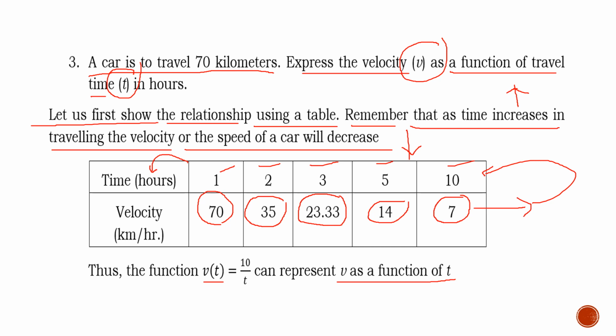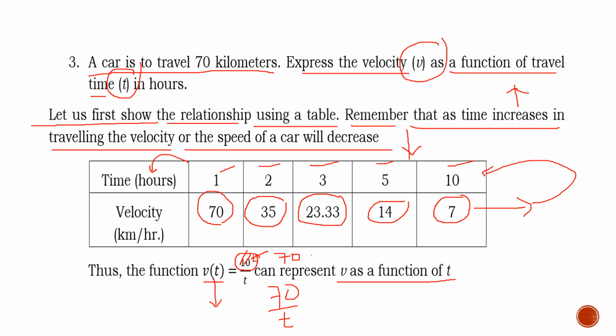So we just simply divide this one. As you can see here, this is not 10. It should be 70. So this will be 70, not equal to 10. So your v of t now is equal to 70 over t. So the value of this function v of t with respect to t is now equal to 70 over t.